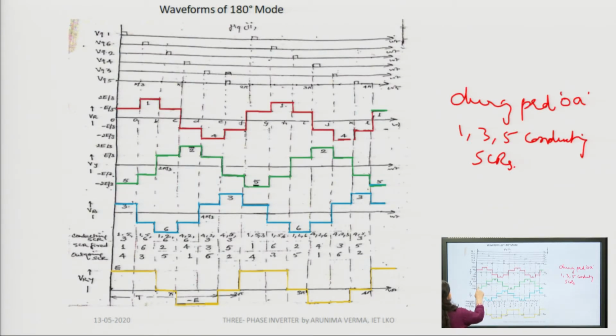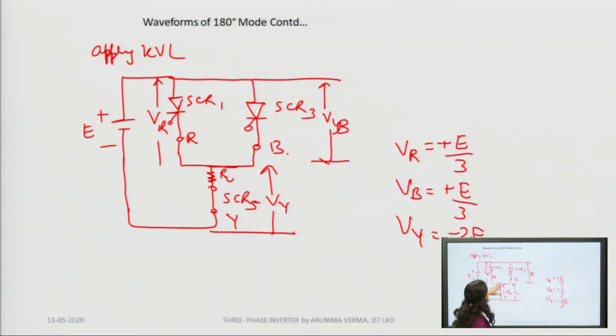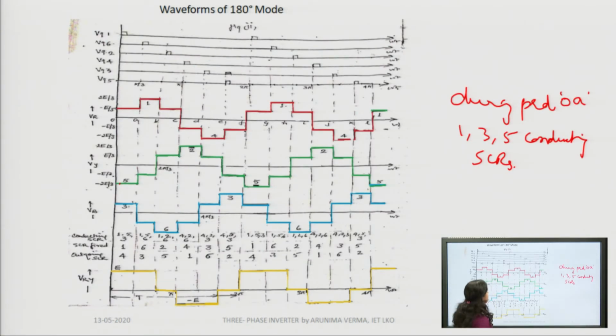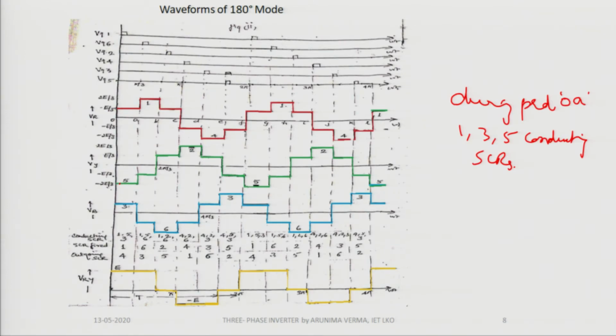Now, both these SCRs 1 and 3 are of the upper leg, so they will share an equal amount of voltage, that is E by 3 and E by 3 respectively, and SCR 5 of Y phase is alone sharing the most of the voltage, that is minus 2E by 3. So these magnitudes of voltages are calculated like this, and you can again find the line voltage in a similar fashion as already told in the 120-degree mode.